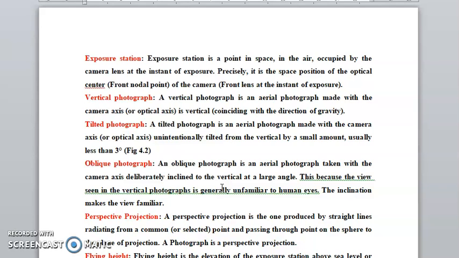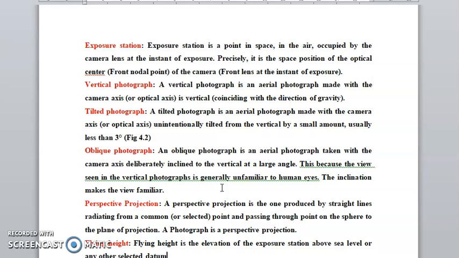Perspective projection. Perspective projection is one produced by straight lines radiating from a common selected point and passing through points on a sphere to the plane of projection. A photograph is a perspective projection. Next, flying height. Flying height is the elevation of the exposure station above sea level or any other selected datum.